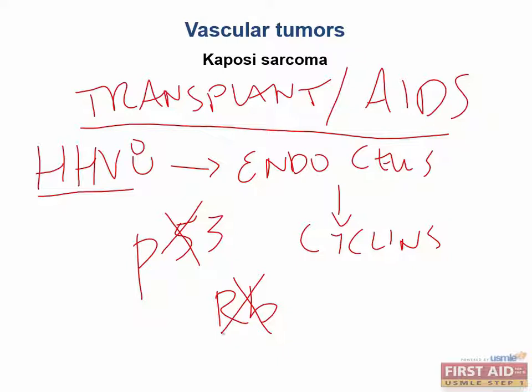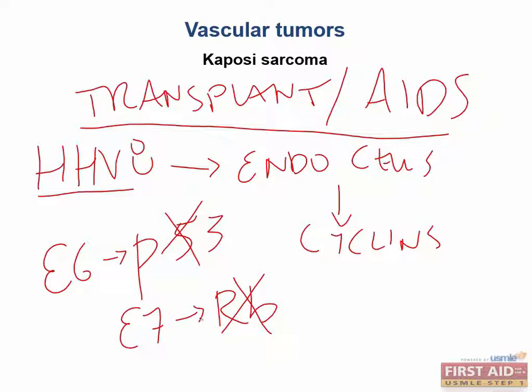What other virus produces proteins that target these two? Remember, HPV produces E6 that targets p53, and then E7 that targets retinoblastoma. So this is a very interesting virus because it has a similar mechanism of action to another one that you have to know.